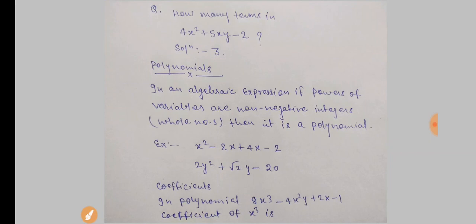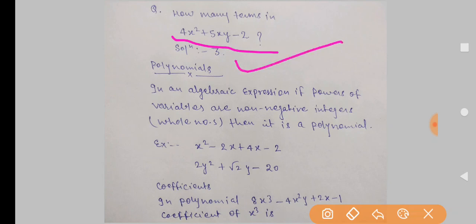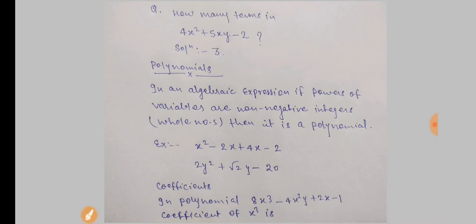Here is one question: how many terms are in 4x square plus 5xy minus 2? Then there are three terms, 4x square, 5xy and minus 2, that are separated by operations. Okay. So the answer is 3. Now we will understand polynomials.